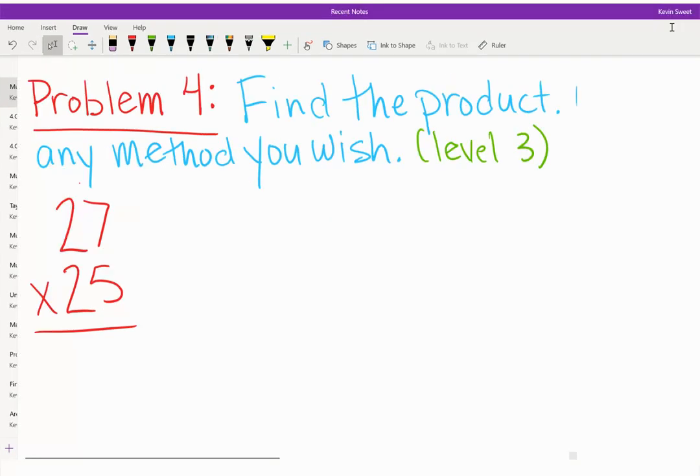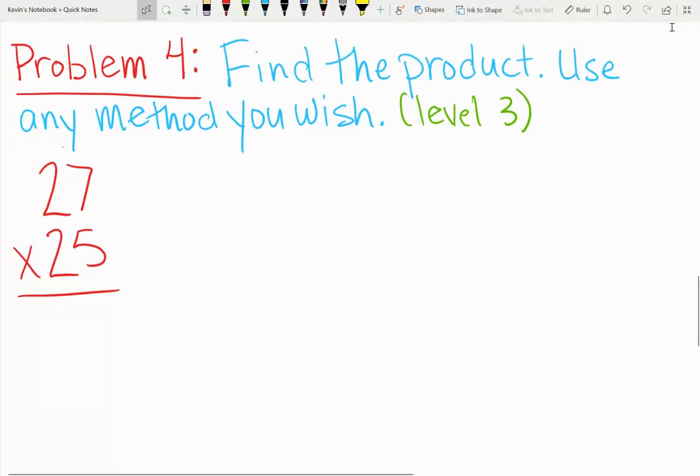Hey guys, welcome back. Let's go ahead and do problem 4. We'll start together just like the first 3. Find the product, use any method you wish. Again, any method. Like the previous problem, if you prefer the regrouping method, that's fine, but I am going to show you the area model for this one. We have two factors, 27 times 25, so we need to draw our area model first.